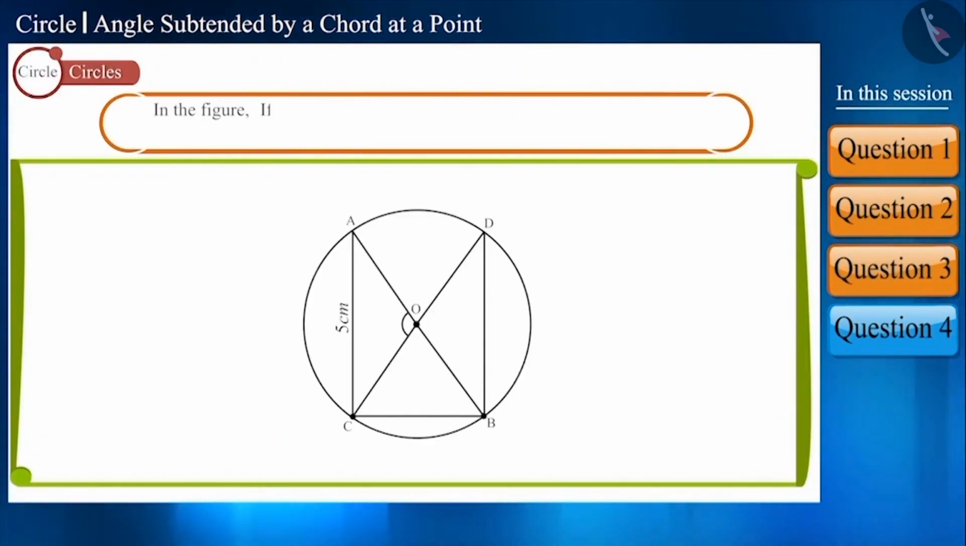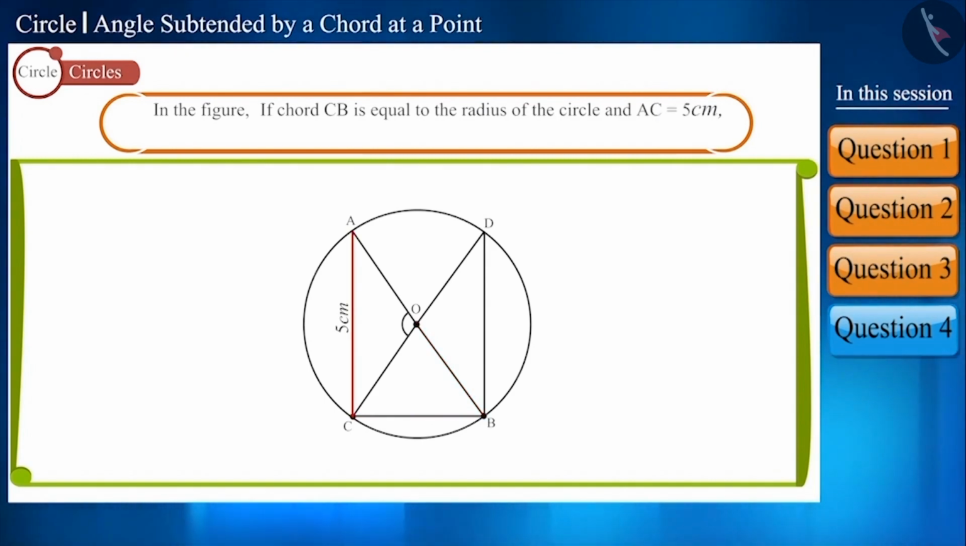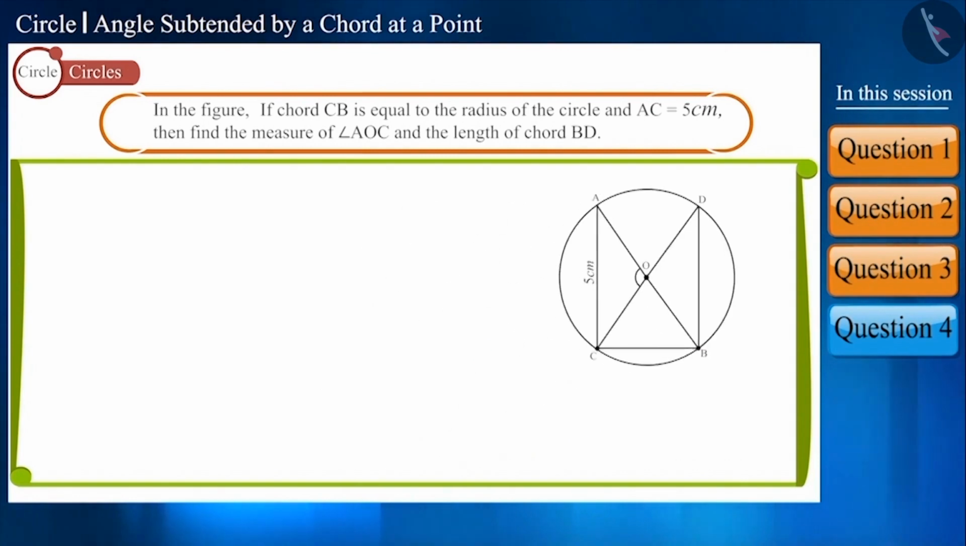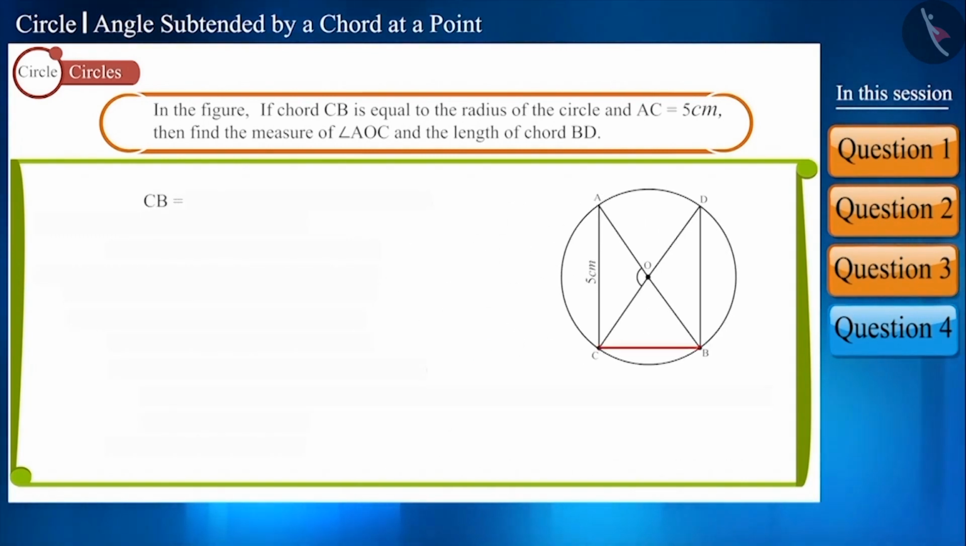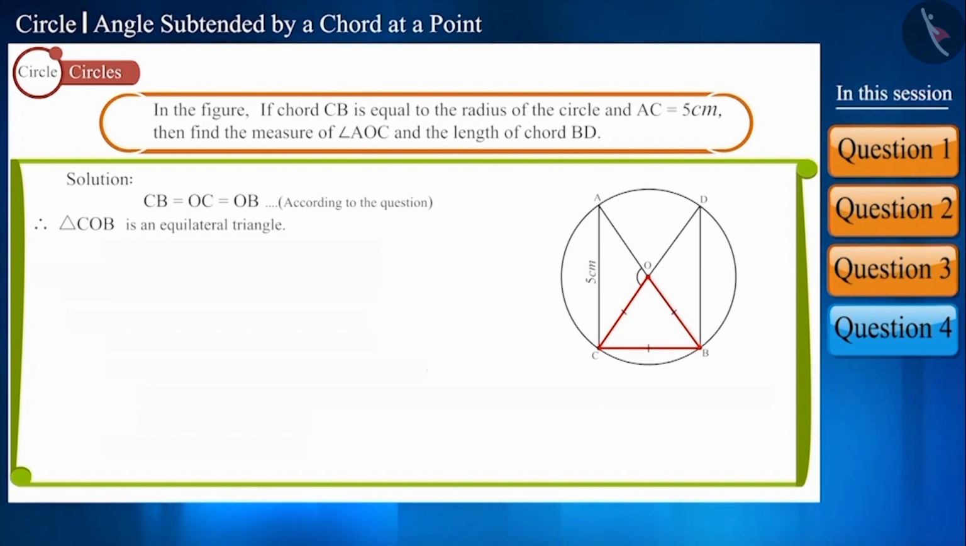In the given figure, chord CB is equal to the radius of the circle and the length of chord AC is 5 cm. Now, find the measure of angle AOC and the length of chord BD. Friends, we are given that chord CB is equal to the radius of the circle. So, triangle COB will be an equilateral triangle whose three angles measure 60 degrees. In this way, we get the measure of angle COB as 60 degrees.